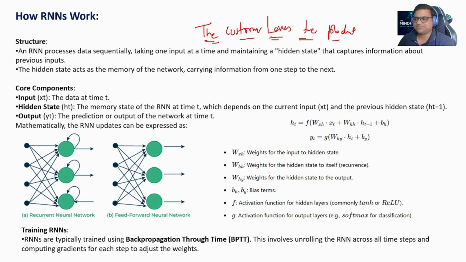At each step, what is happening? Input: the current word. Hidden state: the memory of what it has seen so far. Output: the prediction or understanding generated from the previous step, and it is used at that step. So this hidden state is the most important one, right?